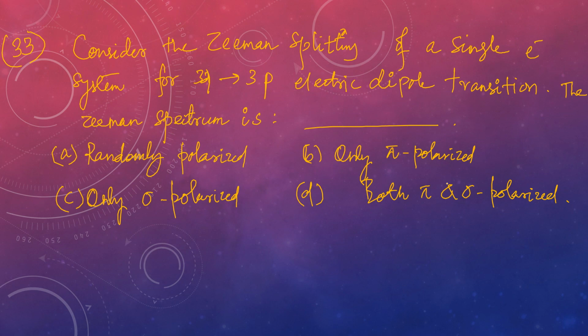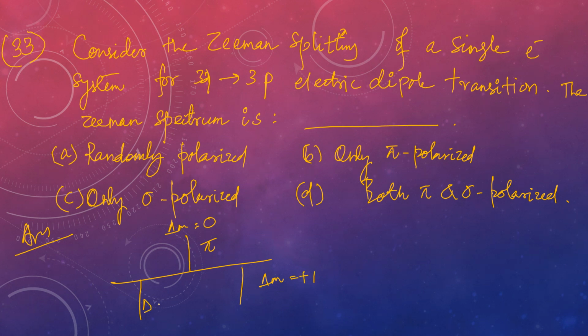Okay, how to do it? See. This is your 0, del m is 0. When del m is 0, this one is for pi transition. When del m is plus 1 or minus 1, this is what? Sigma transition. Okay, sigma polarized or sigma transition, whatever. Is that right?